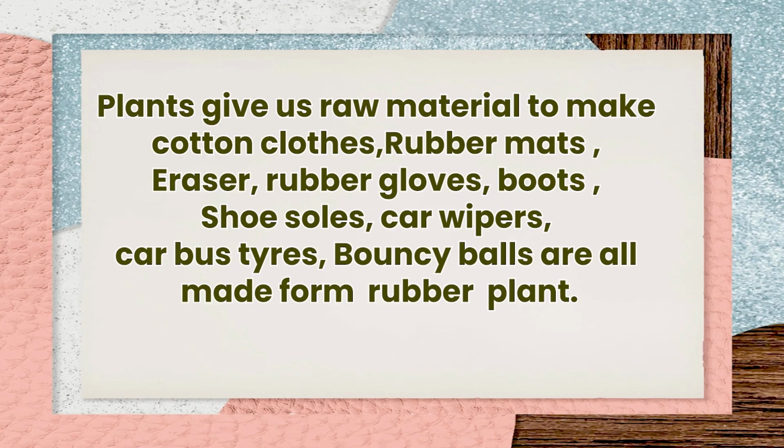Plants give us raw material to make cotton clothes, rubber mats, eraser, rubber gloves, boots, shoe soles, car wipers, car and bus tires, bouncy balls are all made from the rubber plant. Most vegetable oils are obtained from the plants like coconut, mustard, sunflower oil, olive oil. They are also used for cooking.